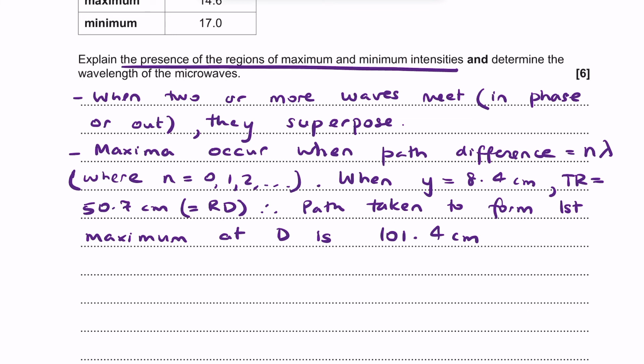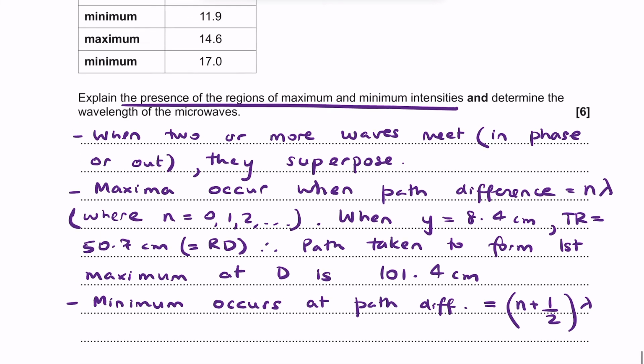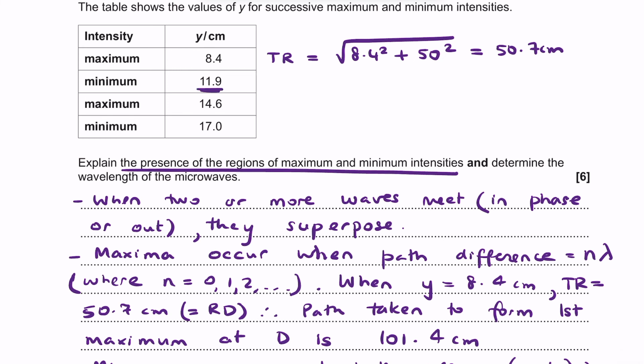Now similarly for a minimum, we know that a minimum is formed when the path difference is n plus a half lambda. So minimum occurs at path difference of n plus half lambda. Basically that's when the destructive interference happens. Now I'm going to say that the first minimum is formed when y equals 11.9 centimeters. So again, for this, the value of TR is going to be, just work this out over here, 11.9 squared plus 50 squared, and that gives me 51.4 centimeters.